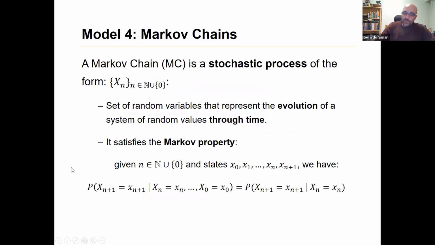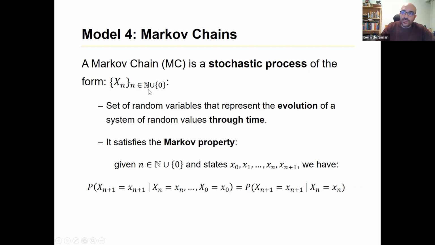So the much promised Markov chains. You probably heard about Markov chains in the past. They're mentioned a lot in many different scenarios. They're essentially what they call stochastic processes. You have different variables.